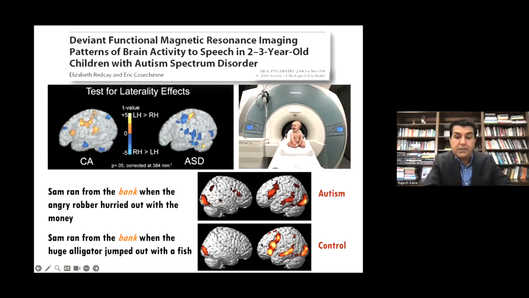You see a very similar pattern on the left hemisphere, but in control participants, if you look at the bottom, you see hardly any activity in the right hemisphere. But you can see more right hemisphere recruitment in autistic participants to solve these kinds of sentences and understand them.